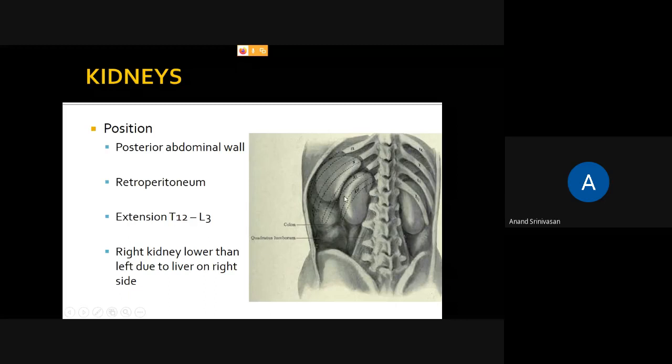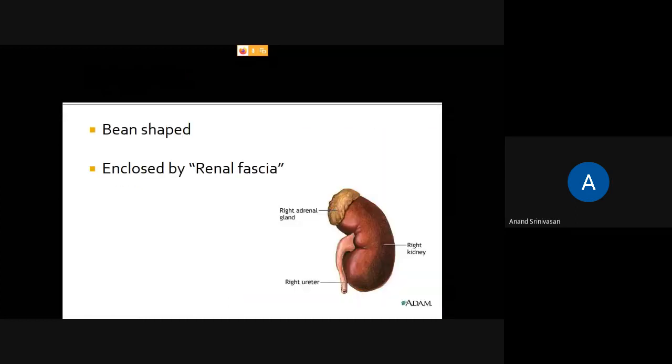These are some of the anatomical features of the kidney. The kidney is located in the posterior abdominal wall. It's a retroperitoneal structure extending from T12 to L3, and the right kidney is slightly lower than the left kidney because of the liver. The kidney is a bean-shaped structure, enclosed by a fascia called the renal fascia. Fascia means a covering.